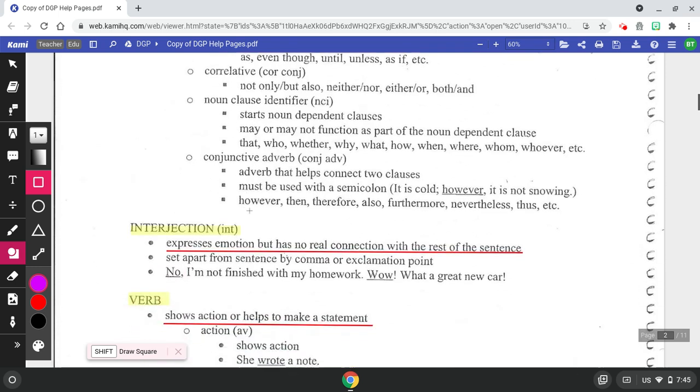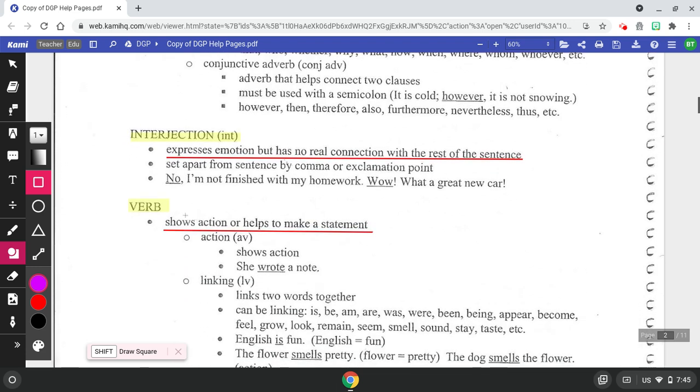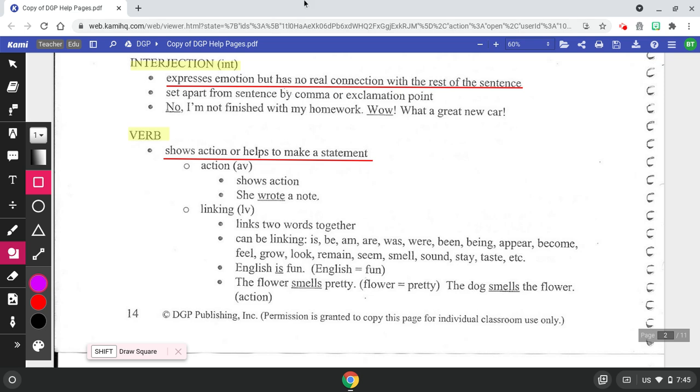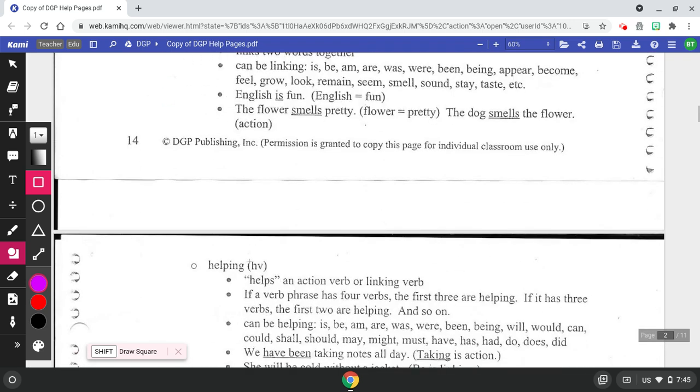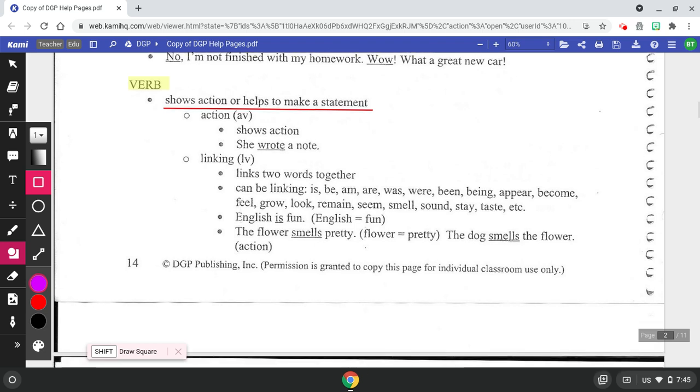All right, interjections. These are not given to us. That's okay. Verbs, let's see. Oh, we got some verbs given to us. So as I said before, there are 3 types of verbs: action, linking, and helping verbs. Let's see what's given to us. No actions are given to us, but linking verbs.